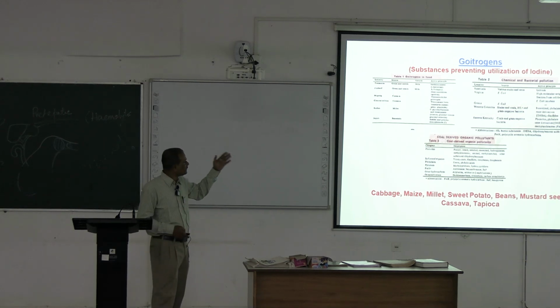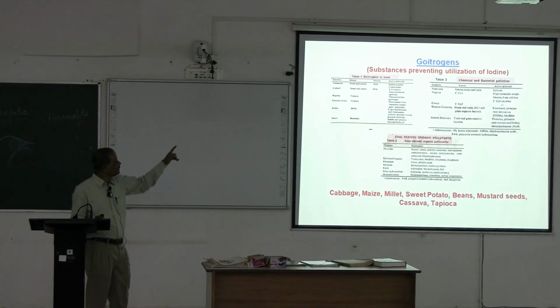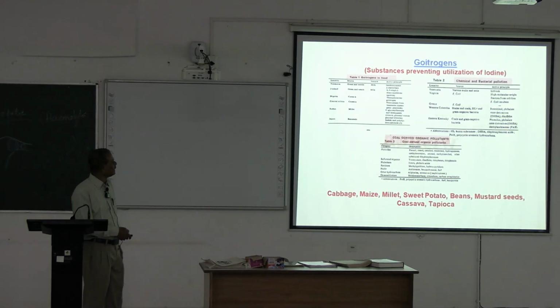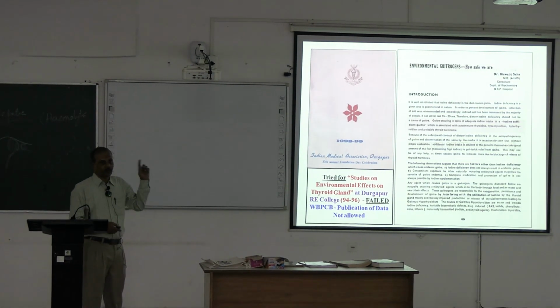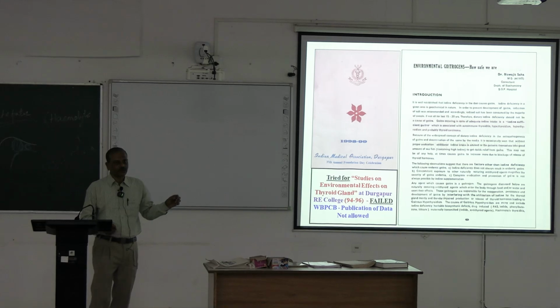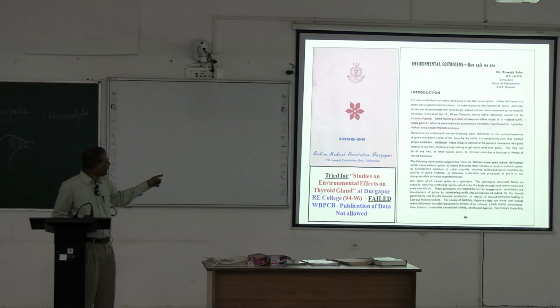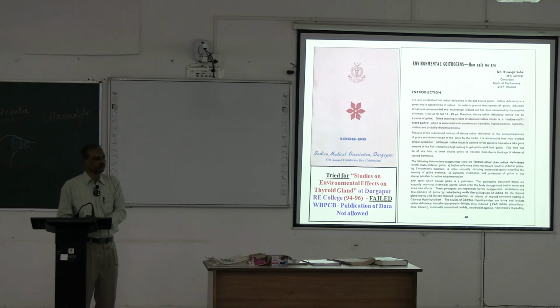So these are called goitrogens. There are many food items which contain them, but the amount of these goitrogens is not sufficient to cause goiter. Since there is no awareness, I had to write one article on environmental goitrogens, and I had to present it at an Indian Medical Association conference, and I had to make an awareness program that the goiter which you are seeing may be due to environmental goitrogens, not due to iodine deficiency.